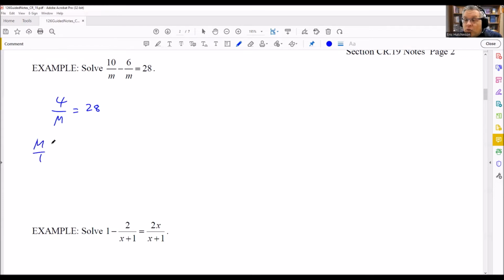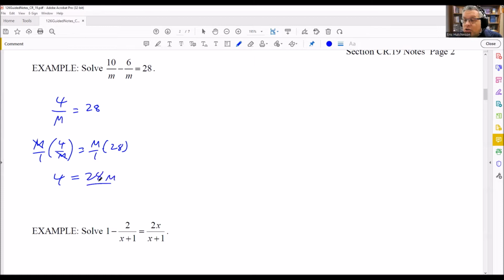So we're going to do m over 1 times 4 over m. And then we're going to have m over 1 times just the 28 we have on that side. The m's here are going to cancel, and you'll just get a 4. And on this side, you're going to get m times 28 or 28m.